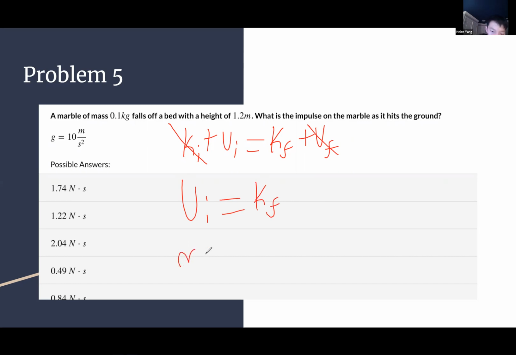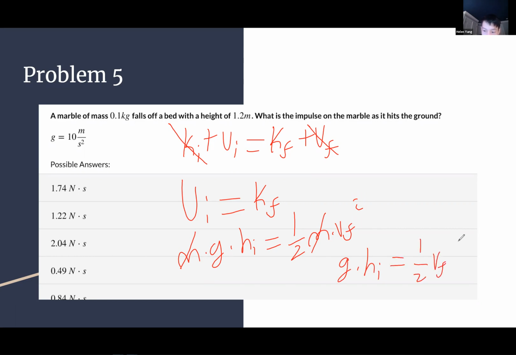You can write that as mass times gravitational acceleration times initial height equals 1/2 m times the final velocity squared. You can cancel out the mass first, so you're left with g times h initial equals 1/2 final velocity squared. Then you multiply by 2 on both sides to get final velocity squared equals 2gh, and final velocity is equal to root 2gh.